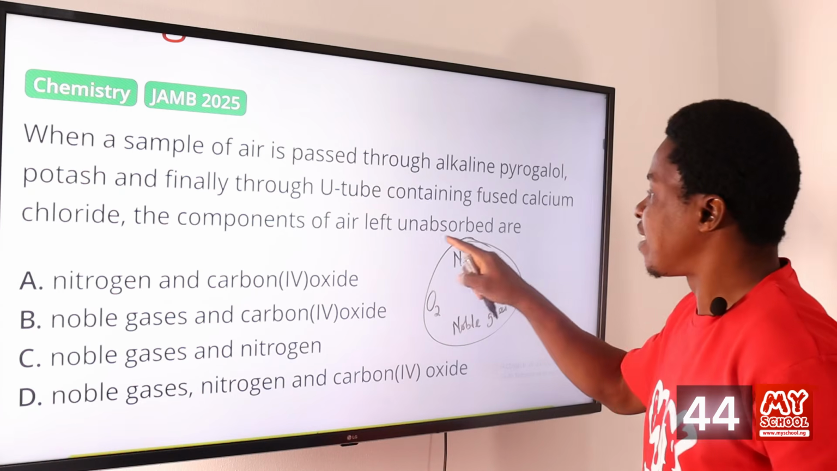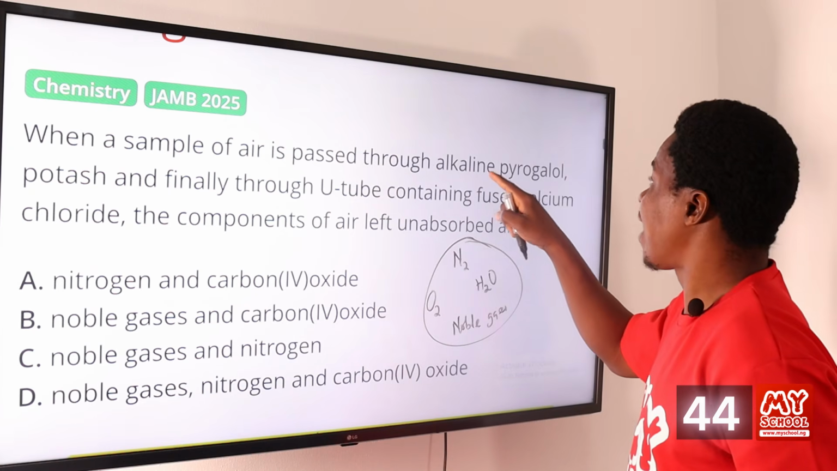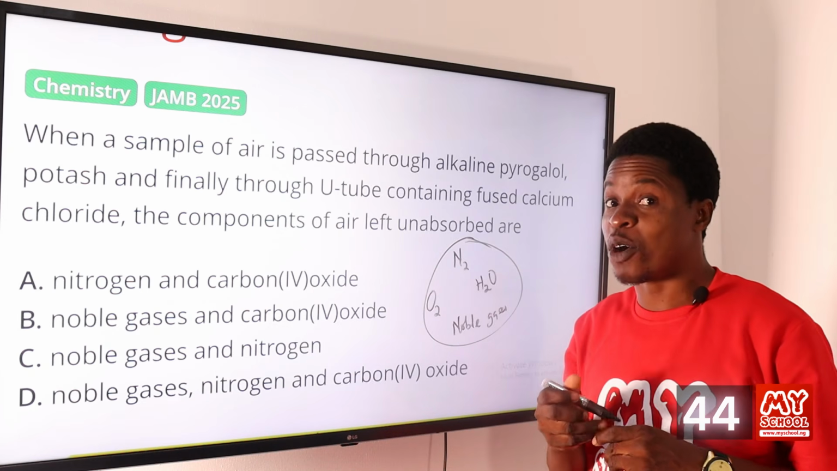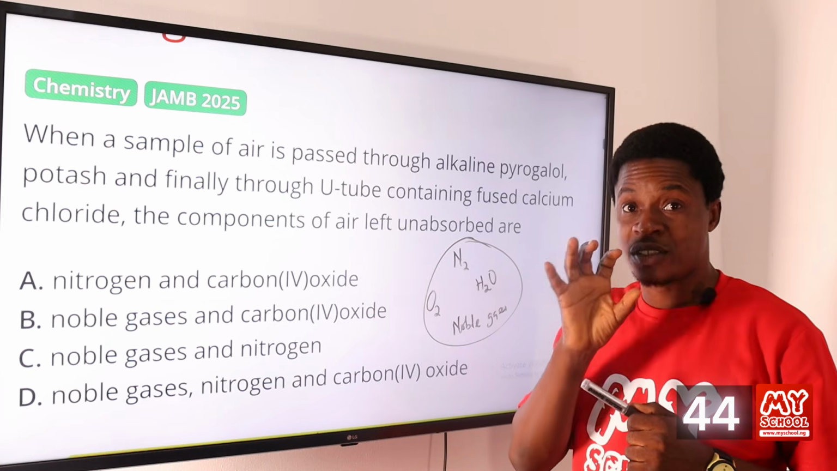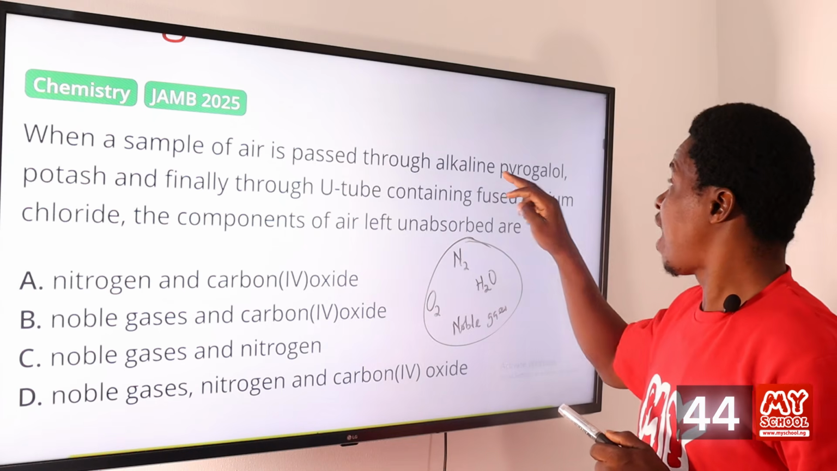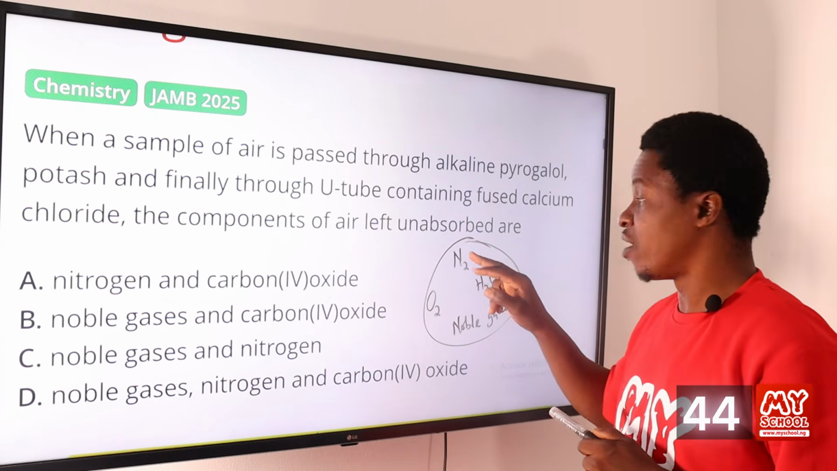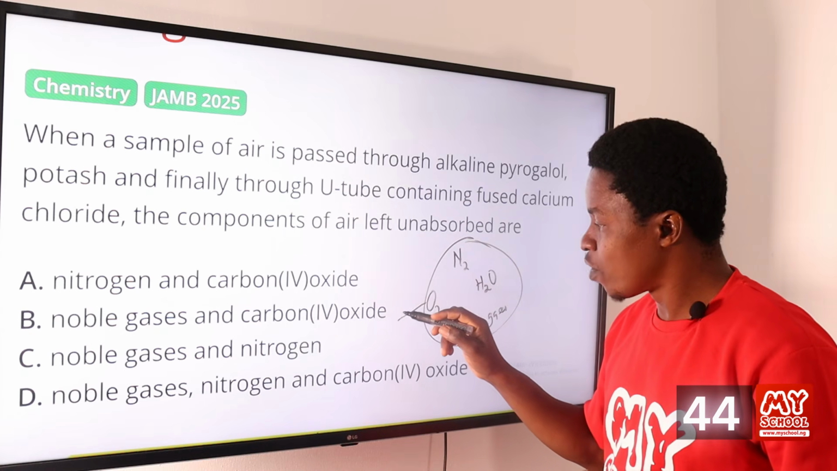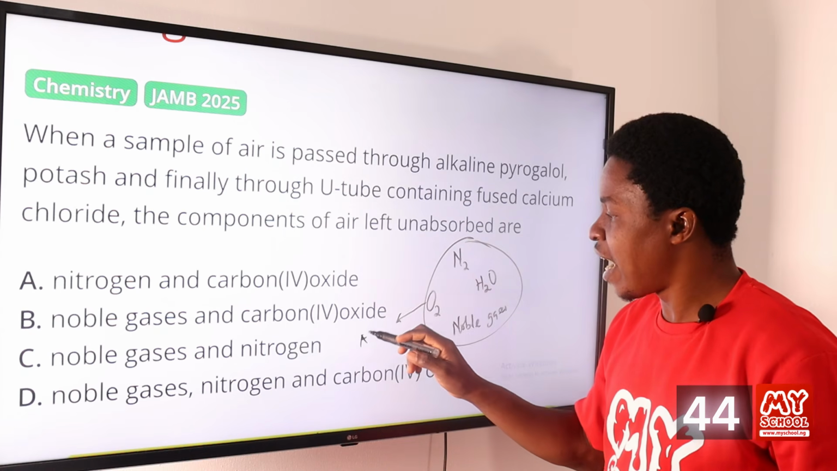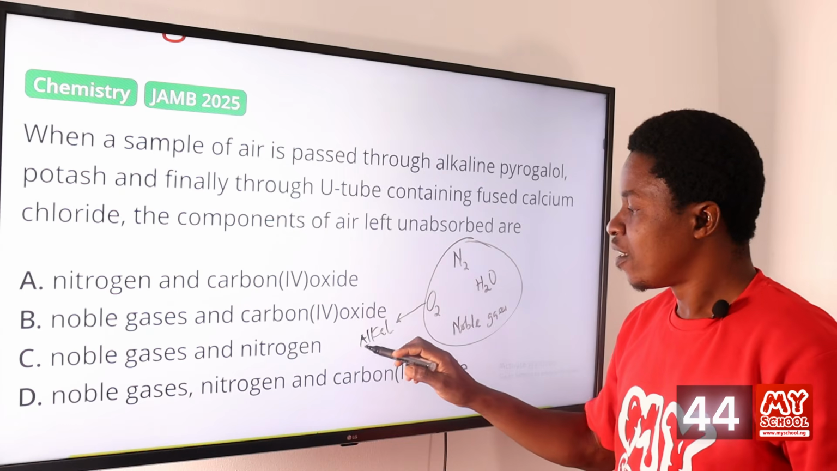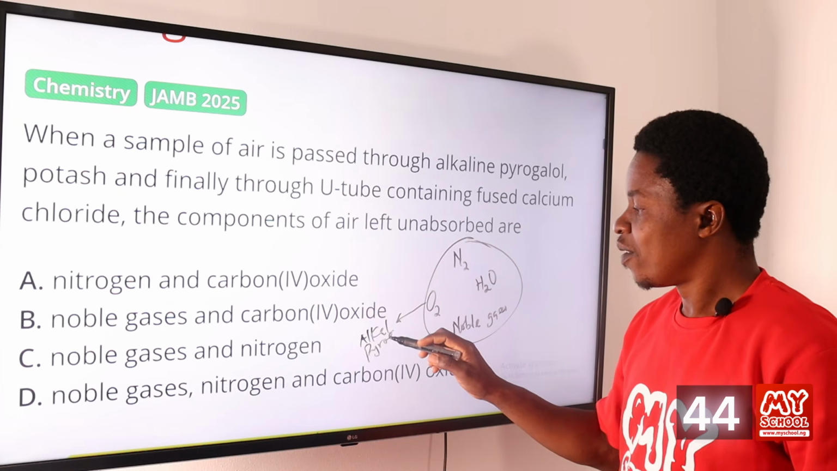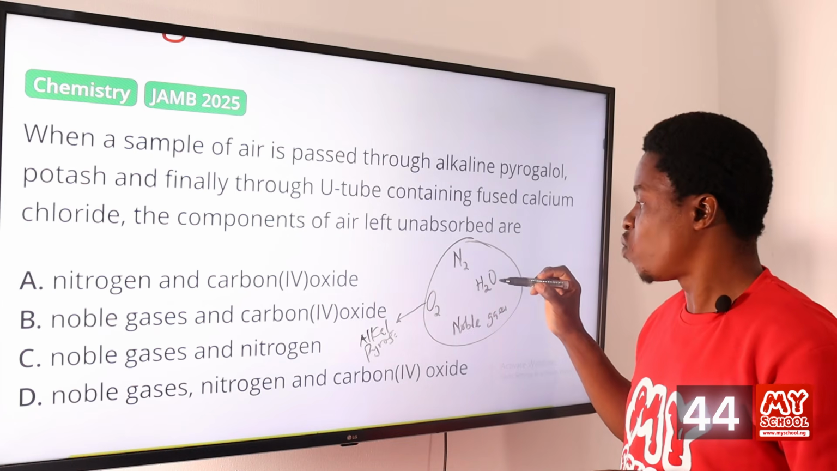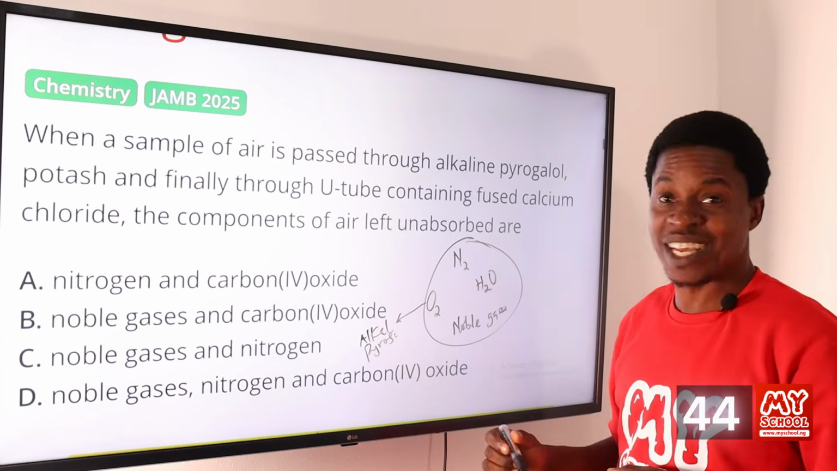Now, when you pass this air through the alkaline pyrogalol, usually it absorbs no other gas than what? Oxygen. So what alkaline pyrogalol is coming for here is not nitrogen, it's not water vapor, it's not noble gases, it's this guy here. So the alkaline pyrogalol will absorb this oxygen from air. So we are left with nitrogen, we are left with water, we are left with noble gases.